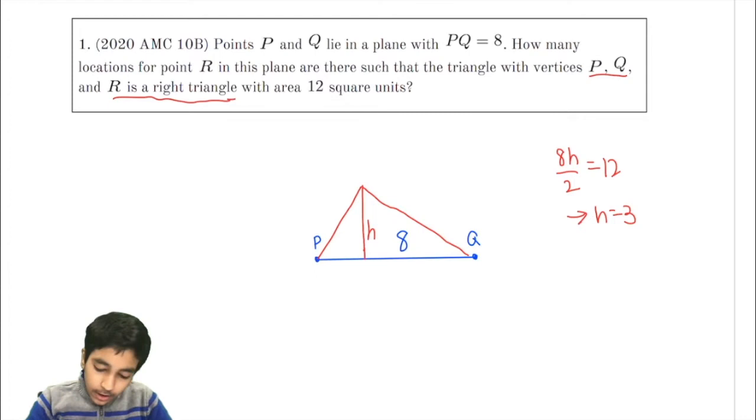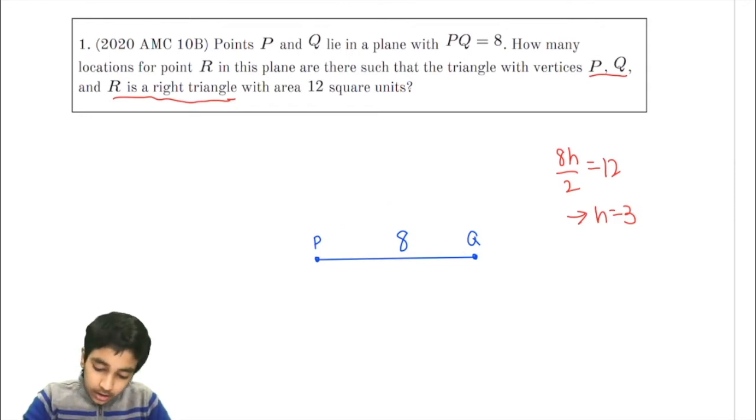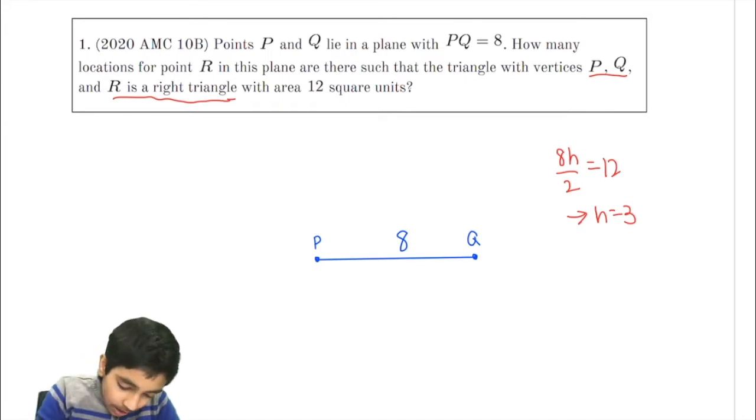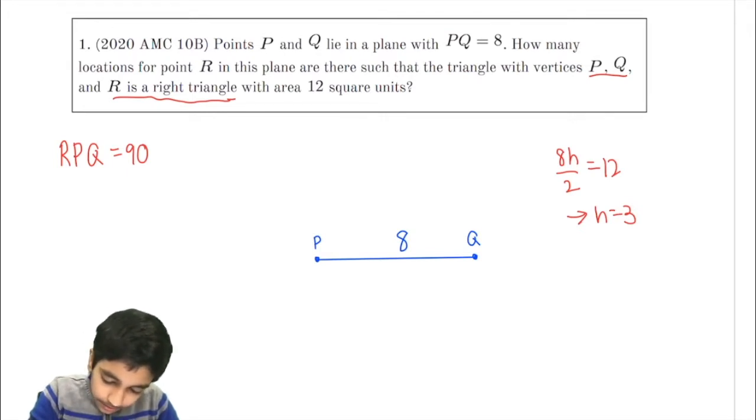And what does it mean for a triangle to be right? Well, for a triangle to be right, exactly one of its angles has to be a right angle. So now let's look at the different possibilities for R such that PQR will be a right triangle. The first possibility is that angle RPQ is equal to 90 degrees. If RPQ is equal to 90 degrees, there's only two possibilities. Let me just draw them out so you can see what they are.